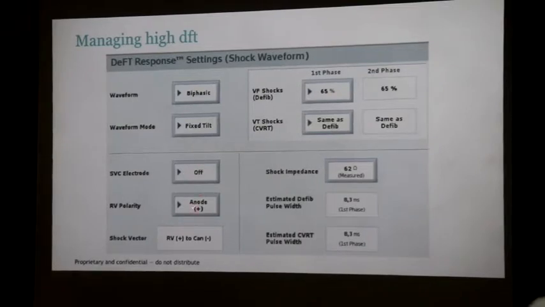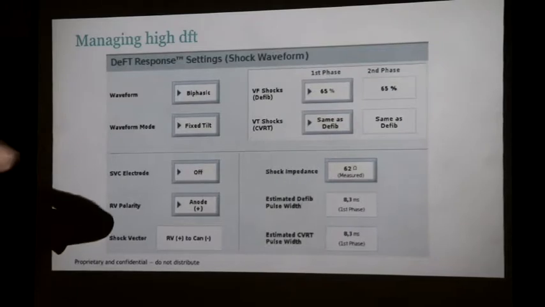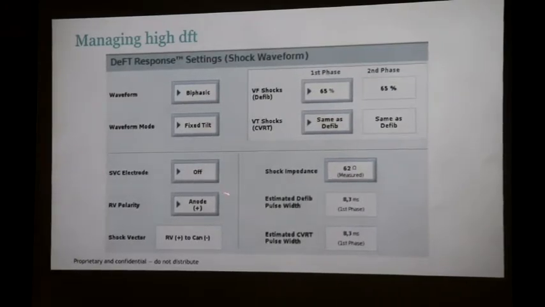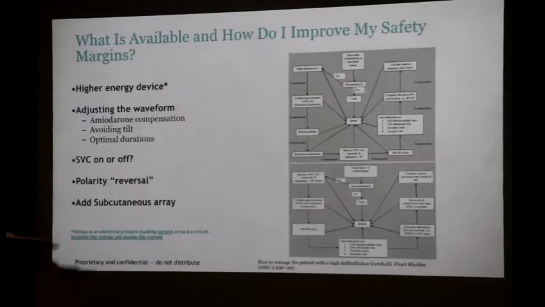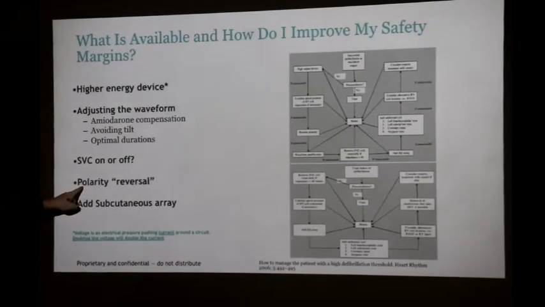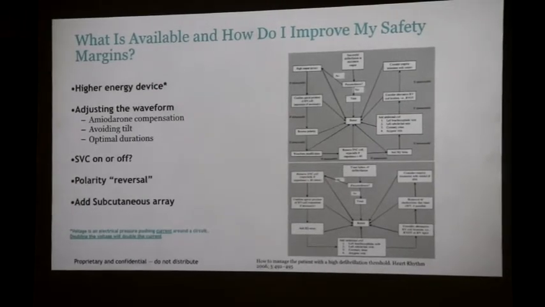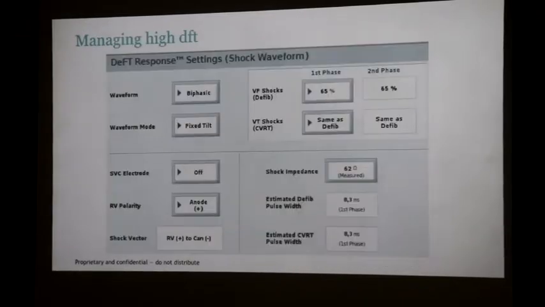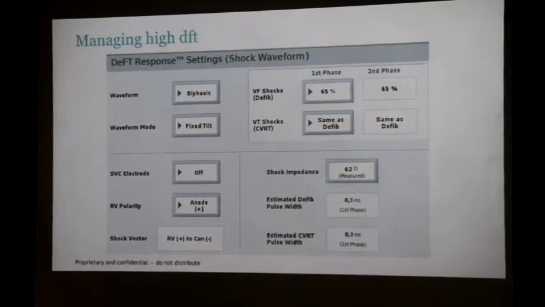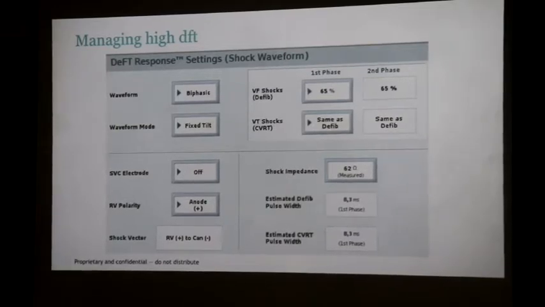The SVC electrode is off here. Polarity is anodal. That means the shot starts here, goes north, then turns around and comes south. This has been reasonably well documented to be the most effective waveform. So we would not change this. So if we go back, this is not an option anymore. Don't do it, not on an Abbott device. If you reverse it on an Abbott device, you're reversing it to the wrong one. That would be a lot worse than starting here. So, scrap that.